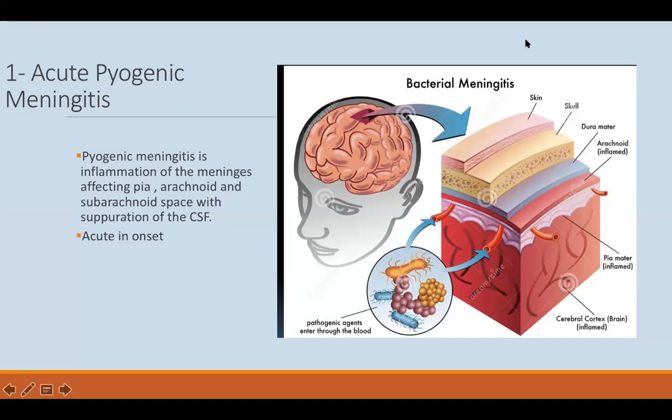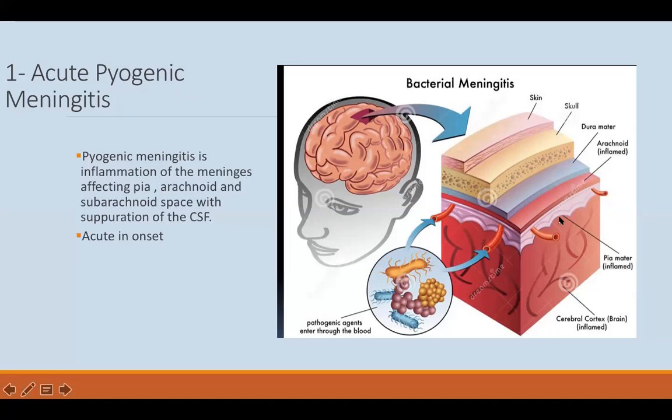Meningitis, as I said, is inflammation of the meninges, which are the three protective layers covering your central nervous system. So if you take a look here, you have your skin, then your skull, and then your three protective layers, which are, from outside to inside, the dura mater, the arachnoid mater, and the pia mater.